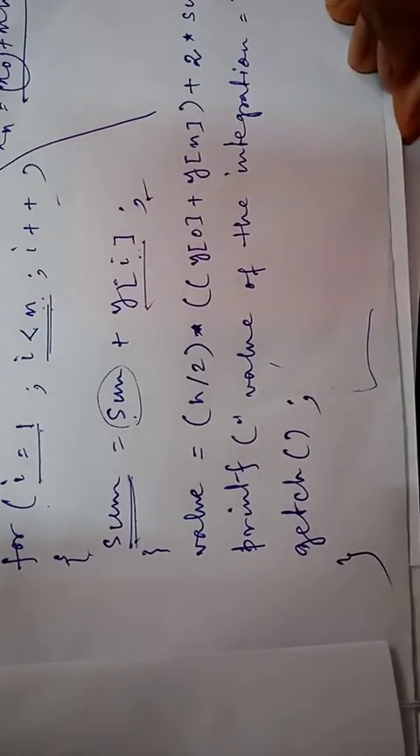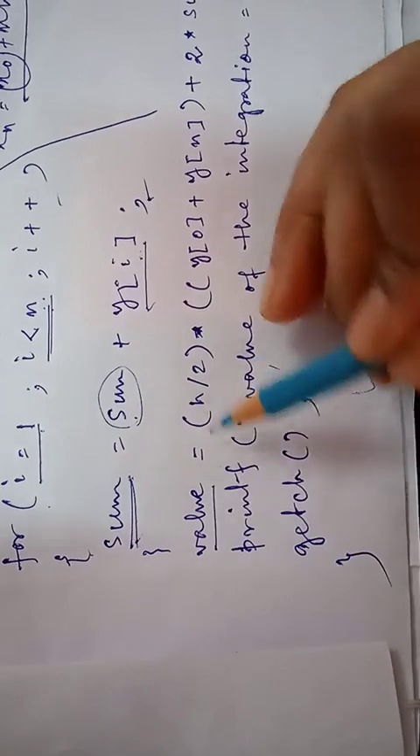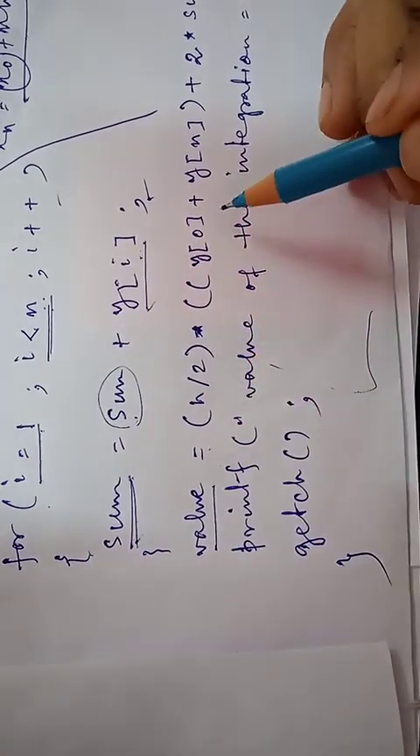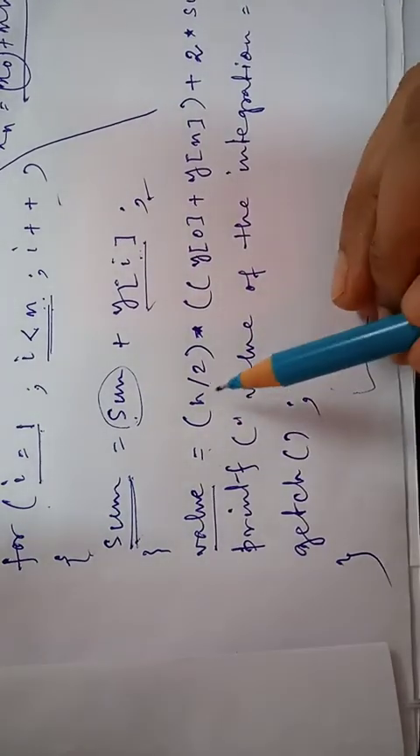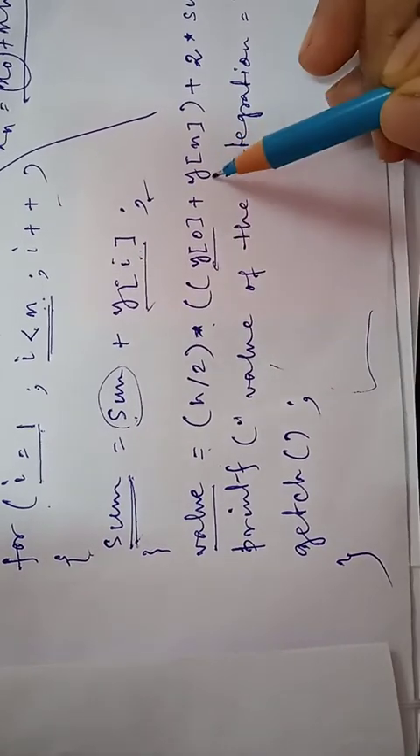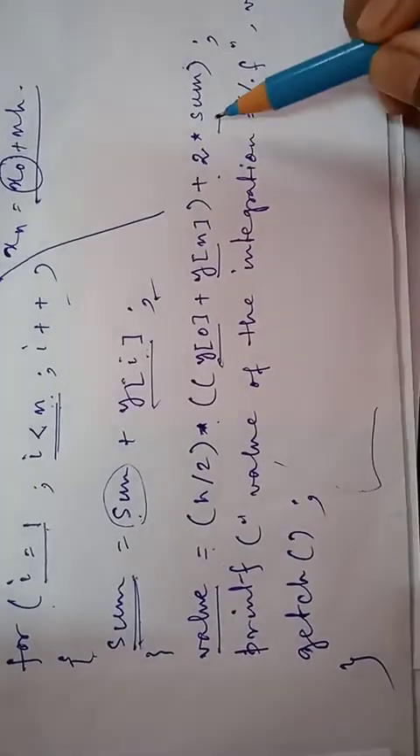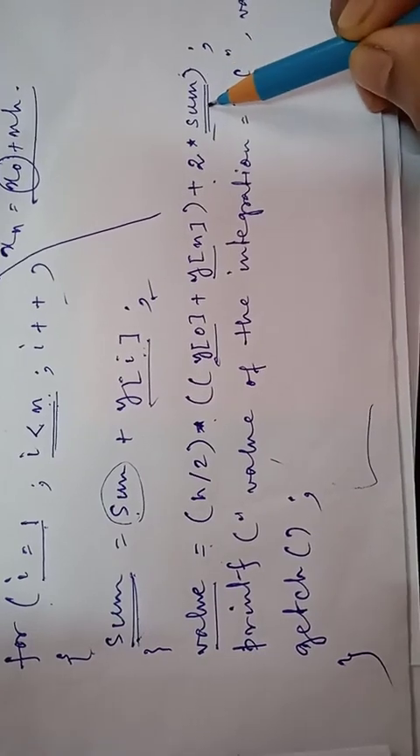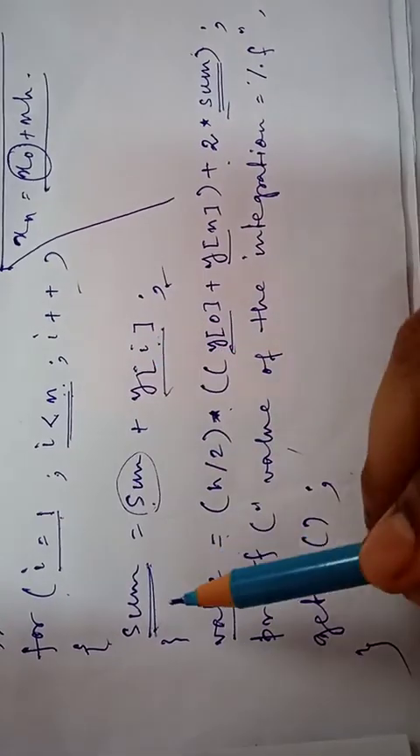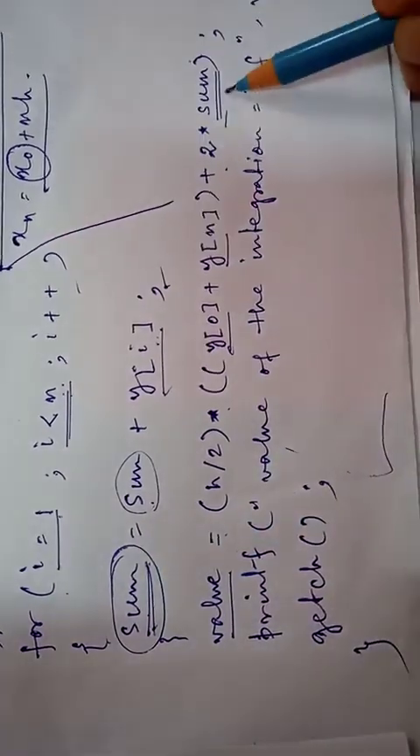Now we can get the ultimate value of the integration. So the value variable equals the formula for the trapezoidal rule, which is h by 2 into the initial value y0 plus the last value yn plus 2 into all the other values, which we have already calculated through that loop by taking the variable sum. So 2 into sum.